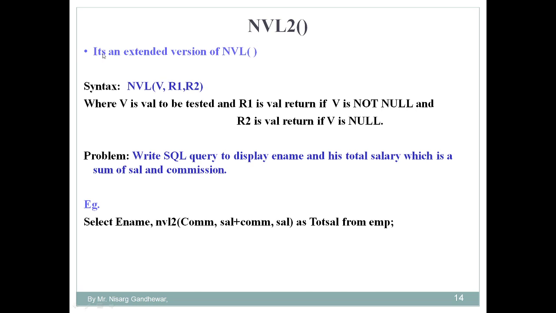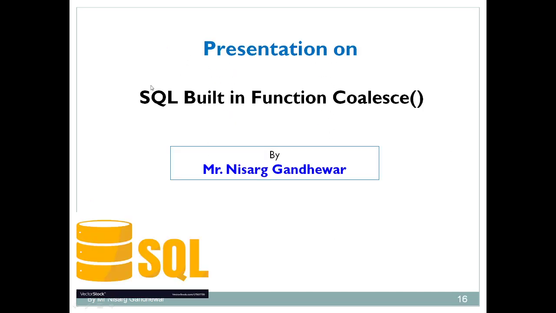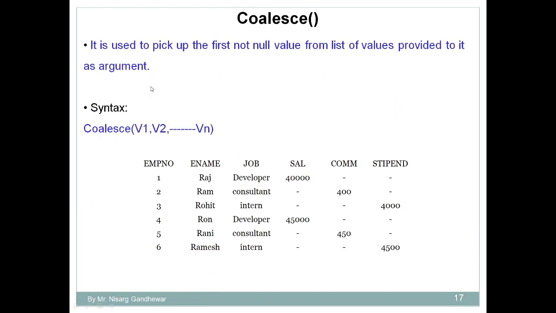So NVL2 is an extended version of NVL. Let's discuss the syntax over here. It is slightly different from the NVL function. We have already discussed the syntax of NVL, where we have seen the NVL function takes two arguments. One is a value and the second one is an R value. But NVL2 accepts more.